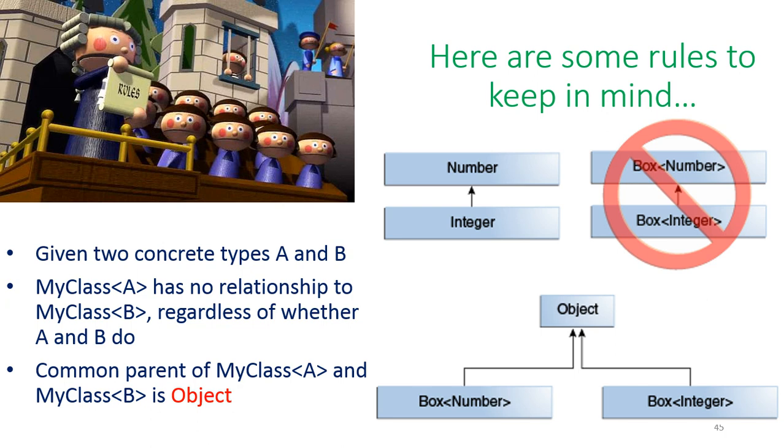Okay, so the temptation is great here to assume that we can read more than what the syntax tells us, you know, that a box of number is a superclass for box of integer. You need to be really careful. That is not actually correct. Okay, and we're going to delve a little bit more into this.